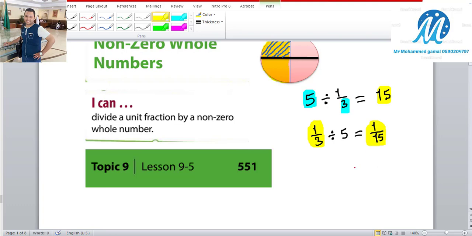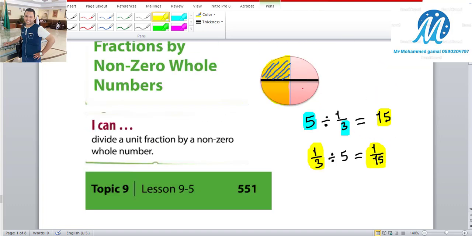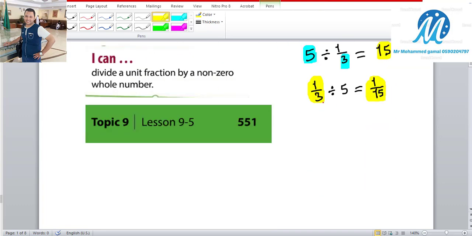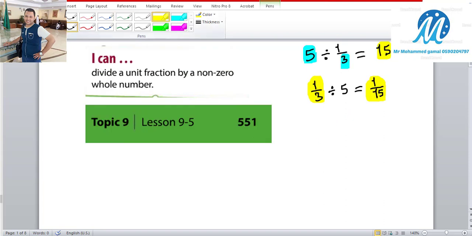Okay, so you can solve many questions that way. But there is also a mathematical way. So first of all, the models. After this, the quick way, which is just multiplying the denominator by the whole number. And finally, how to do it mathematically.